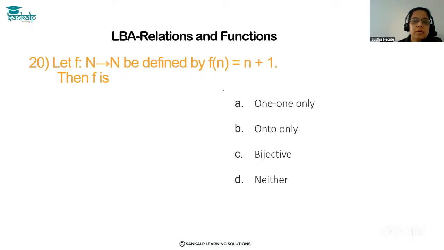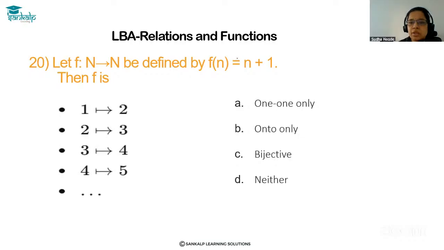Hi students, take the question. Let f from N to N be defined by f(n) = n + 1, then f is. You need to check one-one, onto, or bijective. Okay. So the first method to prove one-one is you have to take f(x1) equal to f(x2) and prove x1 is equal to x2.